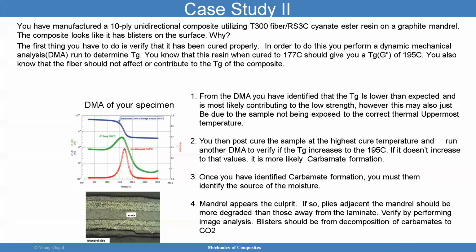So the mandrel appears to be the culprit, and if so, the plies adjacent to the mandrel should be more degraded than those away from the laminate. And when we verify that through an image analysis of the cross-section, we find that in fact there is some damage going on the mandrel side, and there's blisters that are forming due to the decomposition of carbamates to CO2. So that's what's going on there. That was a forensic analysis in 2 minutes.